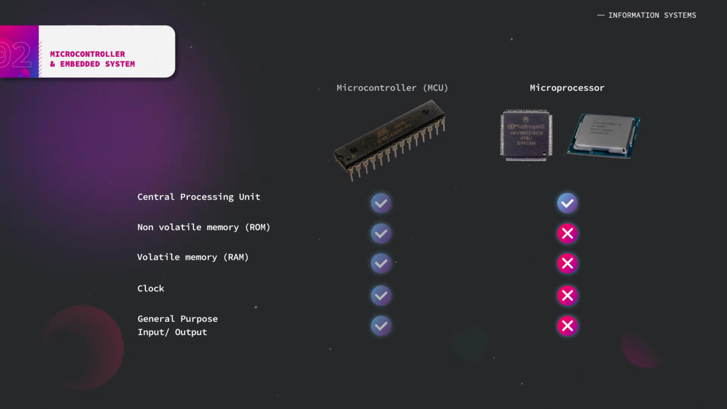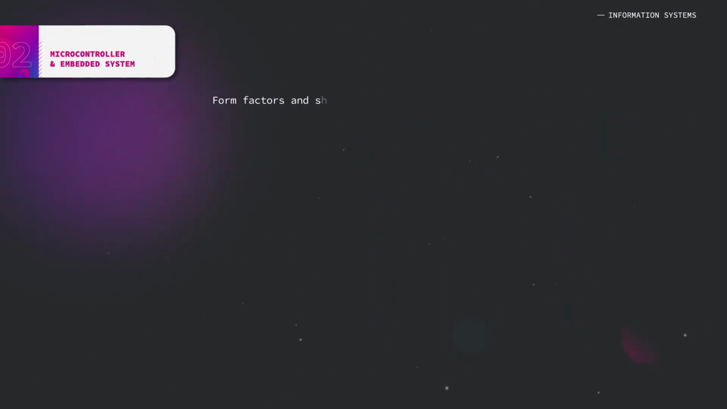To summarize, a microprocessor, also qualified as CPU, is limited to doing elementary operations. It does not work alone. In opposition, microcontrollers integrate a microprocessor and possess everything to do what they were programmed to do. The conclusion of this quick comparison is that form factors and shapes are not reliable indicators.